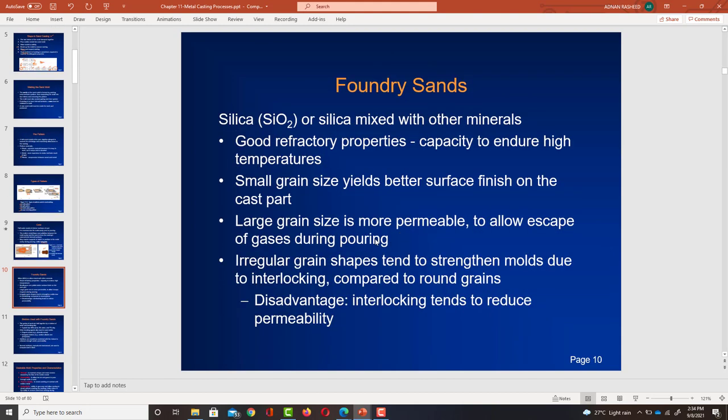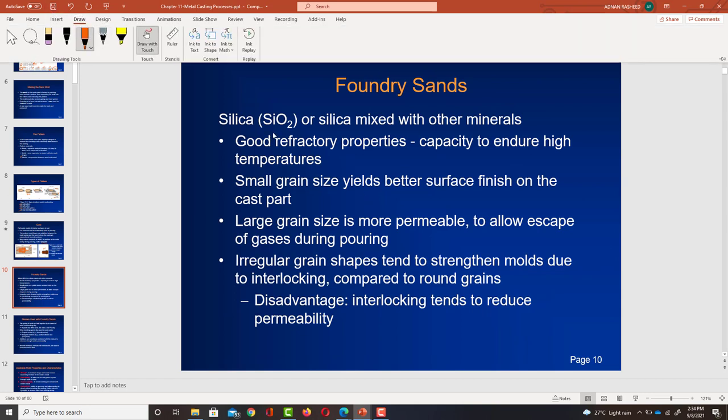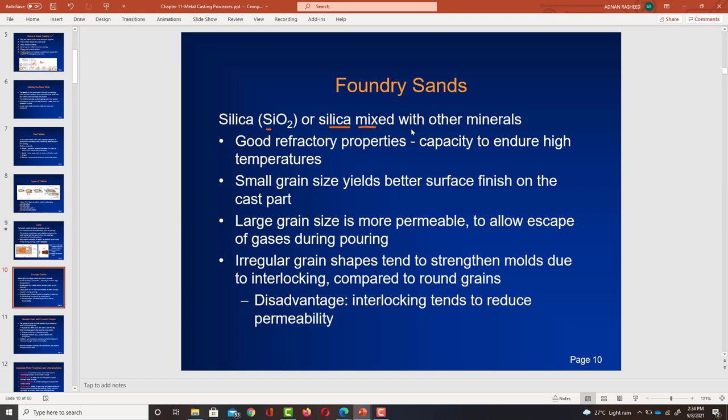Foundry sand. There are different types of sand that are used in the foundry, that is silica or silica mixed with other minerals. Why are they used? Because they have good refractory property. Good refractory property means that it can withstand high temperature. As you know, the melting temperature of any metal can be high, so the sand must sustain that temperature. The sand that is used is silica, SiO2, having good refractory property, and it has the capacity to endure high temperature.